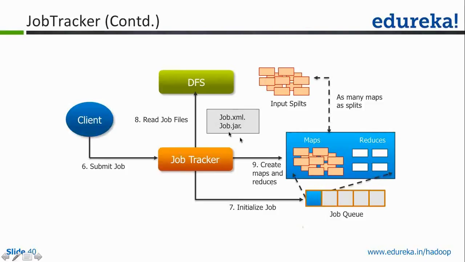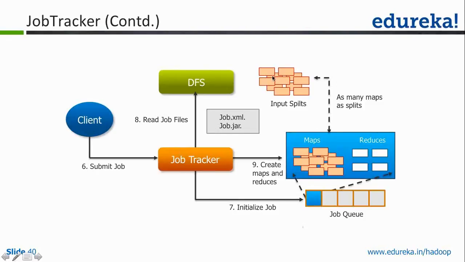The maps and reduces are created based on what is contained in a map and what is contained in a reduce. This is determined by this job.jar, which is written in your Java. So what will be in the map function and what will be in the reduce function is written in your program. Based on your program, the job tracker will create the map tasks and the reduce tasks. These map tasks and reduce tasks will be run on these input splits. The number of map tasks will be equivalent to the number of input splits.